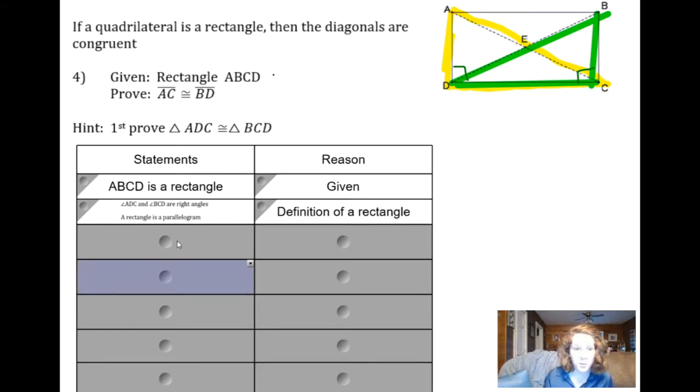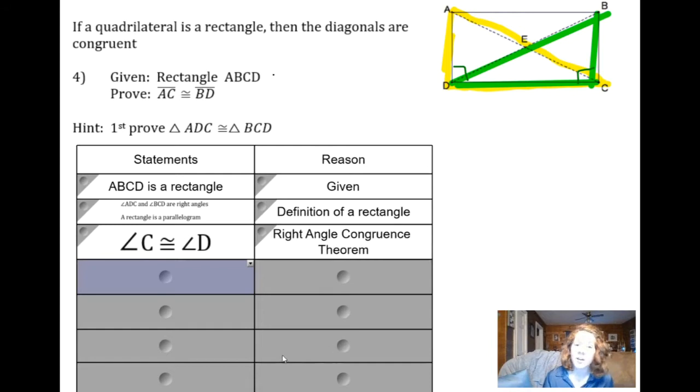Okay, well, one of the first proofs that we did was that all right angles are congruent. So I can know that angle C and angle D, these two angles here, are congruent because of my right angle congruence theorem. Okay, so I've got some angles. Now, it'd be nice if I could say that this is congruent to this. Can I say that? Well, yeah, in one of the proofs that we just recently did, we proved that in parallelograms, opposite sides are congruent. Well, this is a parallelogram by definition. We already said that. So that means I can say that AD is congruent to BC.